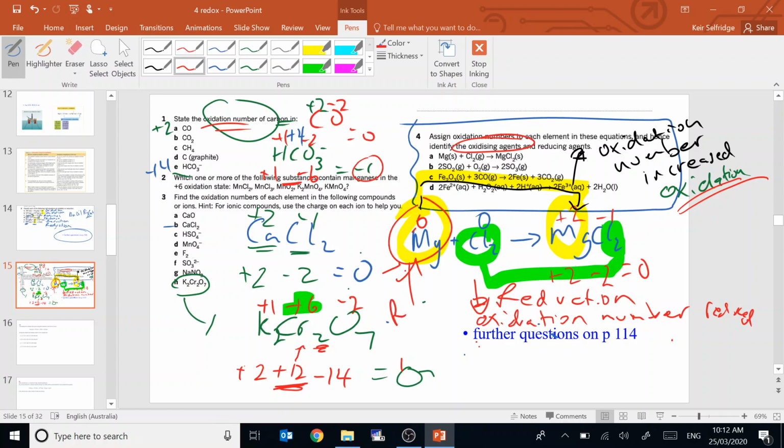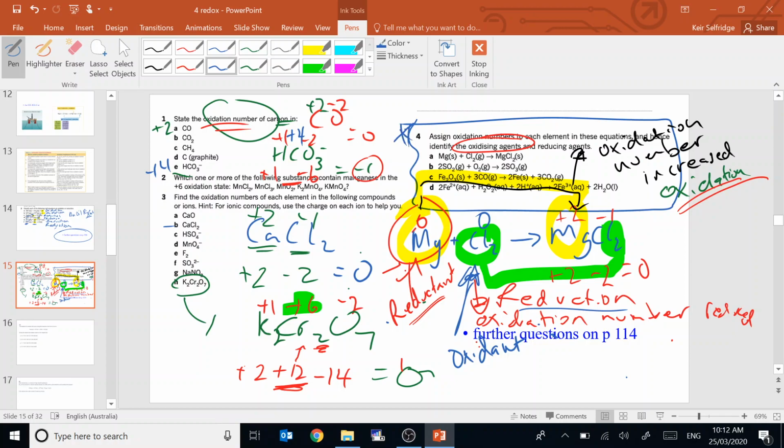This magnesium, therefore, is the reductant or reducing agent. It made the chlorine reduce. Its job was to make something else reduce. So it's the reductant. I know it can be confusing. The chlorine was reduced, therefore it was the oxidant. The oxidant itself was reduced. It caused something else to oxidize. The thing it caused to oxidize was magnesium.